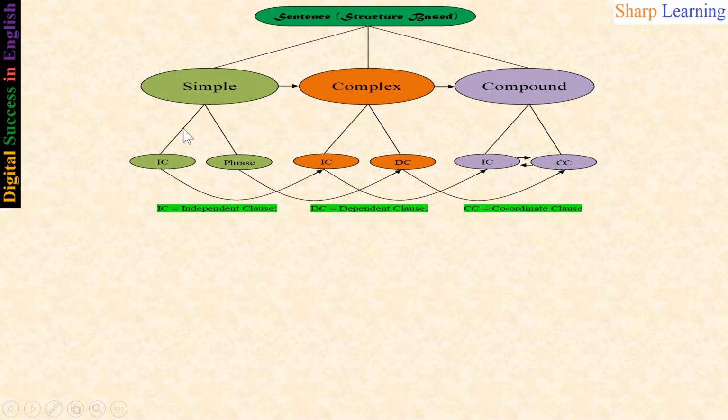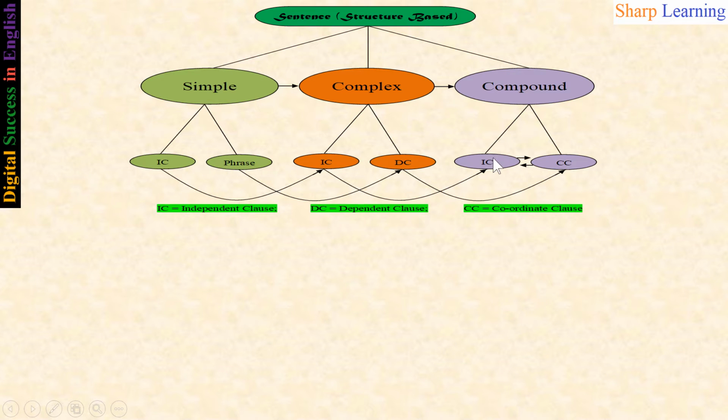What is a simple sentence? In a simple sentence you will see only one IC and there may be one phrase or more than one phrase, or there may be no phrase, no problem. So for making a simple sentence, an IC, that means independent clause, is a must, and a phrase may be there or not, no problem. What is a complex sentence? In a complex sentence there will be only one IC and one or more than one DCs. What is a compound sentence?